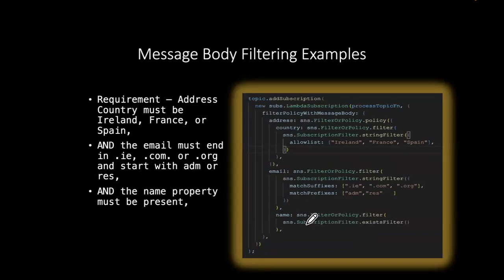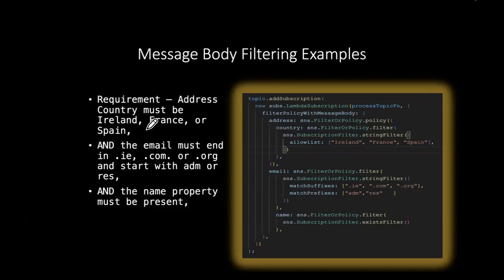Okay, so here's how we encode that exists condition. So it's SNS.filter or policy.filter, and then it's just the exists filter. There's nothing else. It's either yes or no. It does have a name or it doesn't have a name. I don't know if it would work even if the name was set to the empty string. It actually would. It would allow it through, I'd say.